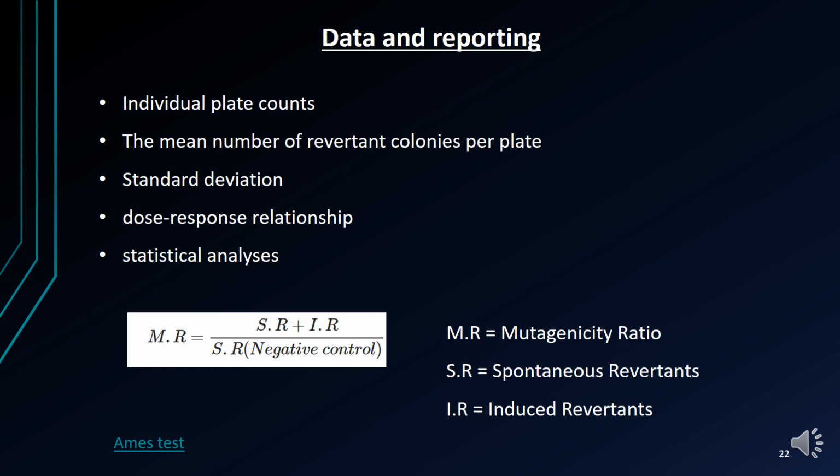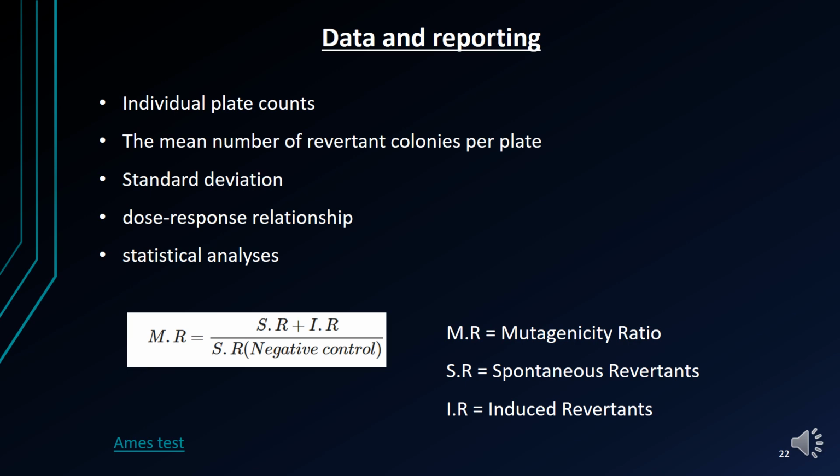Next is the data and reporting. As we follow GLP, there is the need to mention whatever steps you follow and whatever procedure you use for the test. All the data generated, or whatever results are generated, you have to make a report of those procedures. Similarly, in the genotoxicity study, there is a need to mention whatever data is generated during the study.